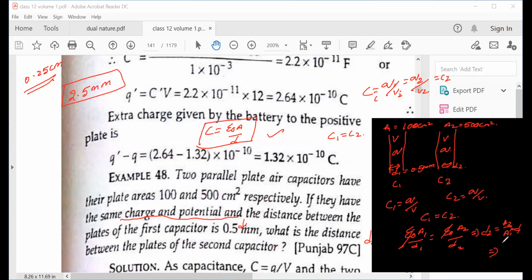A2 is 500 and A1 is 100 centimeter square. Even as a ratio, it will be 5. Into D1, which is 0.5 mm. So 5 into 0.5 mm, we get approximately 2.5 millimeters, or we can say 0.25 centimeters. So this is your answer. If you have any doubt, please let me know.